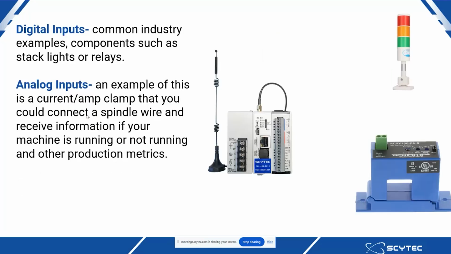So a digital input, for example, would be something like a common industry component, such as a stack light or a relay. Those are some common digital inputs. And some common analog inputs would be something like a current or an amp clamp that you can see down there in the bottom right-hand corner that you could connect a spindle wire to and receive information from if your machine is running or not running, as well as other production metrics.